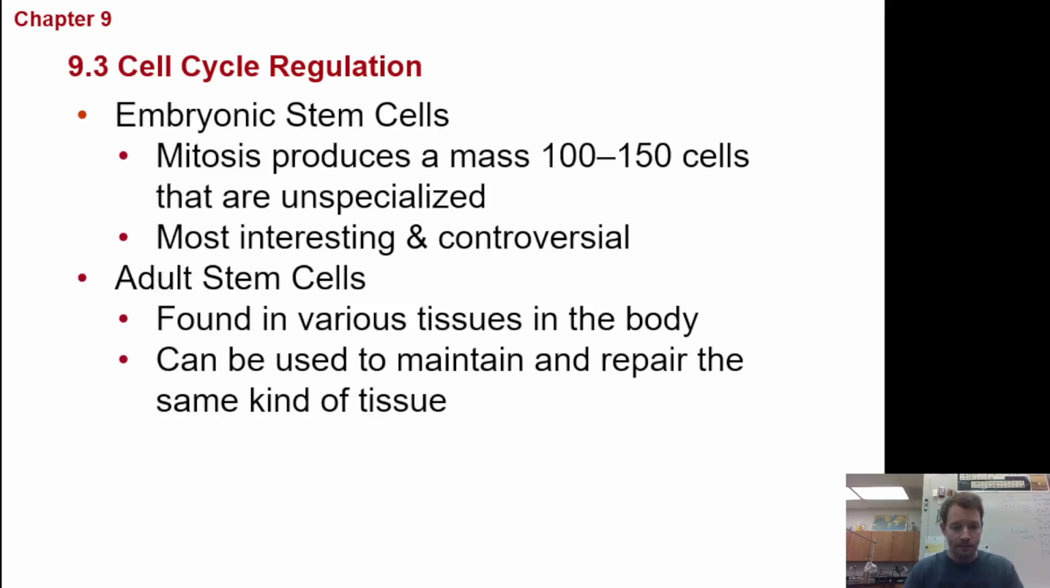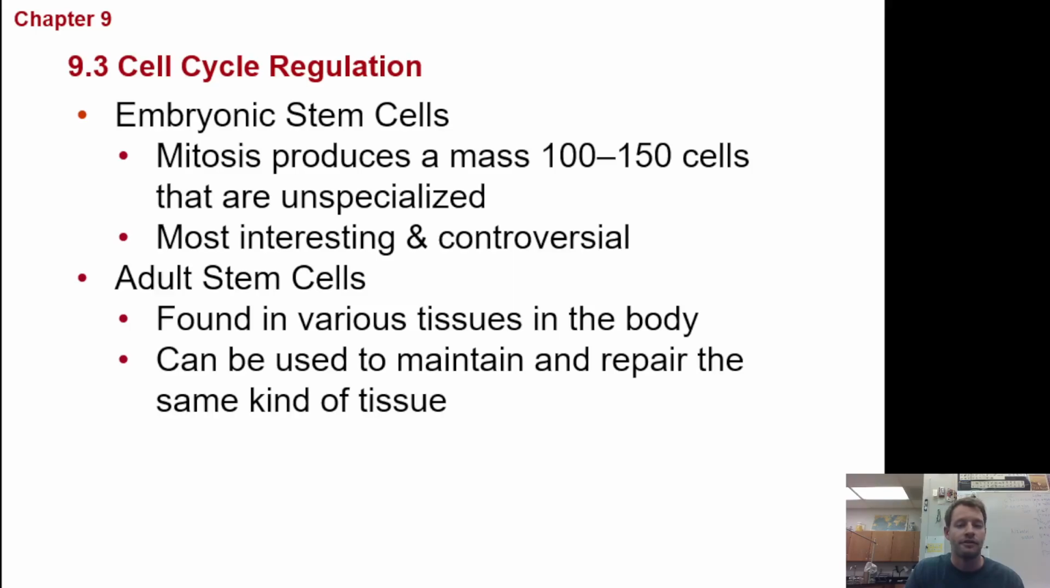And then the last slide here, we have embryonic stem cells. Mitosis produces a mass of 100 to 150 cells that are unspecialized. These are the most interesting and controversial because they come from human embryos. To take these from human embryos would mean a loss of the embryo. So studying these is obviously controversial because it results in the death of the embryo.